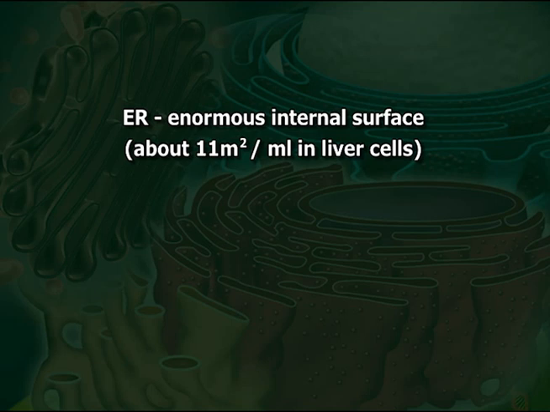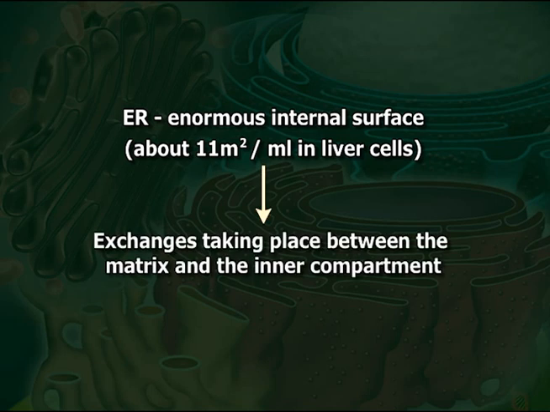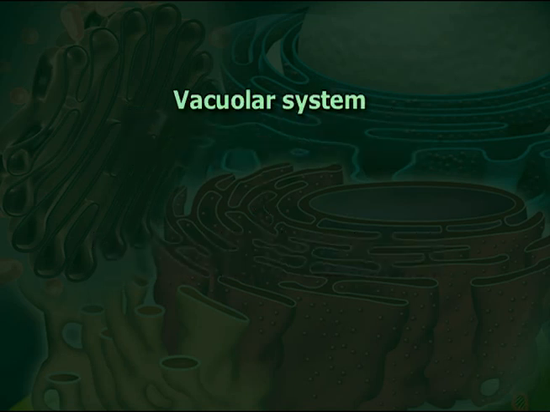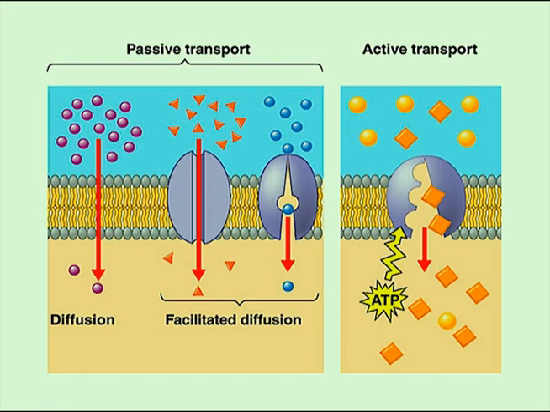Transport across ER membrane. ER has an enormous internal surface, about 11 meters square per ml in liver cells, which is important for exchanges taking place between the matrix and the inner compartment. The vacuolar system has osmotic properties. Diffusion and active transport may take place across the membranes of ER. The presence of carriers and permeases has been postulated.